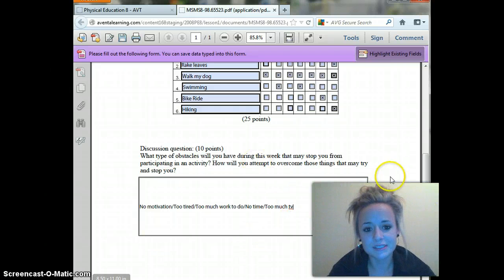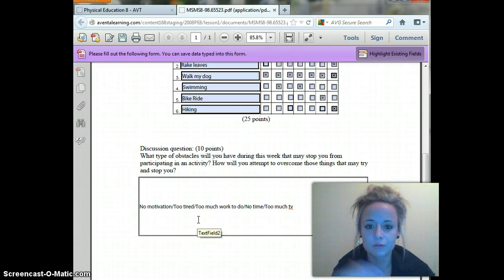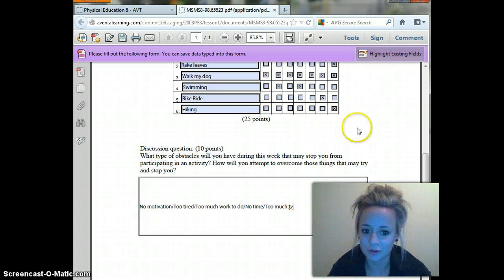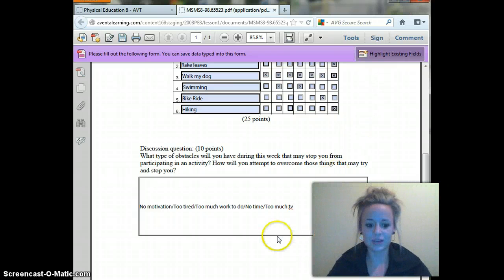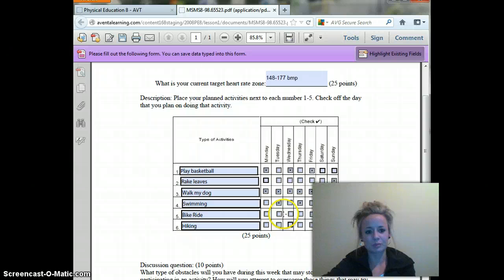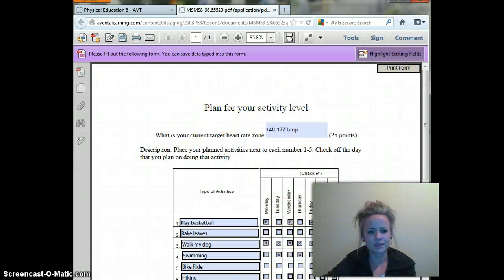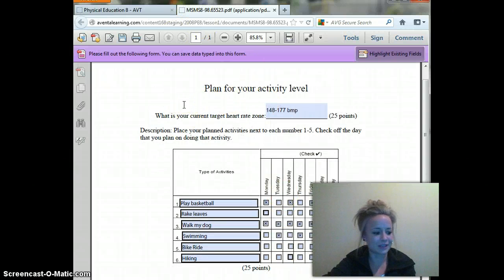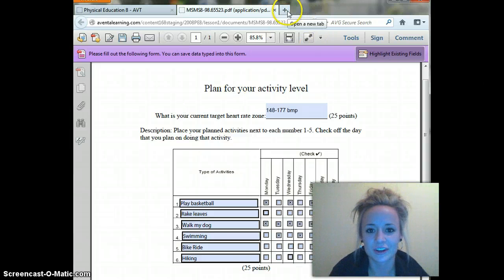Now I would discuss how I'm going to overcome those obstacles. Maybe I'll write a schedule. If you're someone that follows a schedule really well, maybe you can schedule it into your day so that you will follow your schedule and make time for your activity or exercise. That's how you complete your plan of action assignment located in your target heart rate unit.